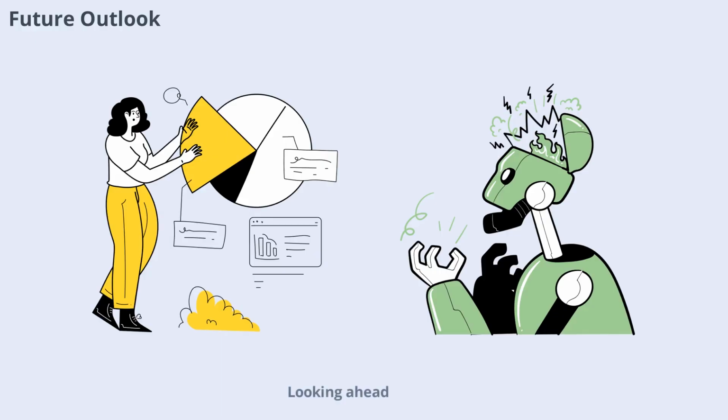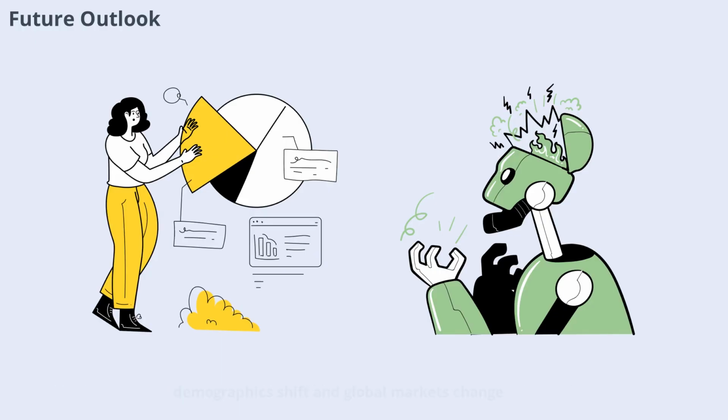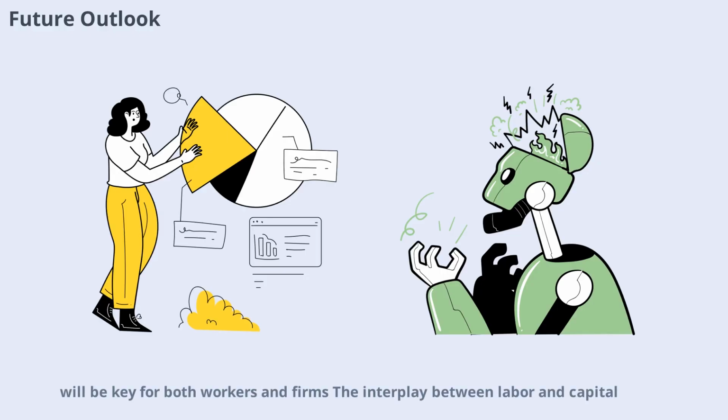Looking ahead, the demand for labor and capital will continue to evolve as technology advances, demographics shift, and global markets change. Staying adaptable and investing in skills and innovation will be key for both workers and firms. The interplay between labor and capital remains at the heart of economic progress.